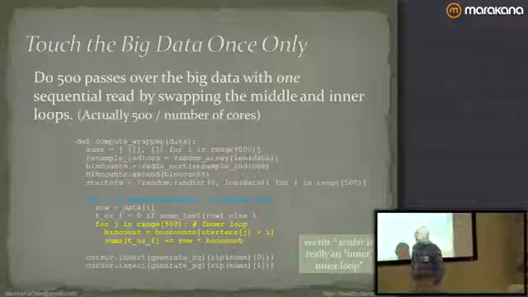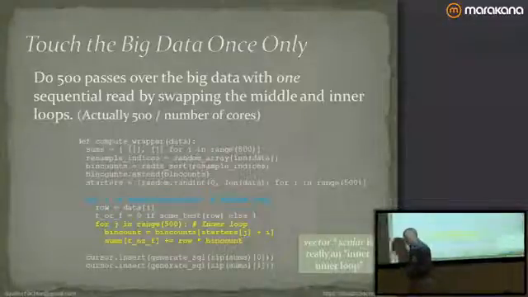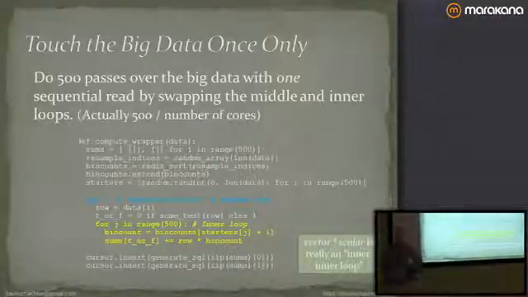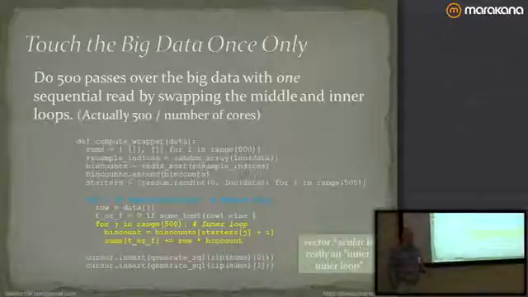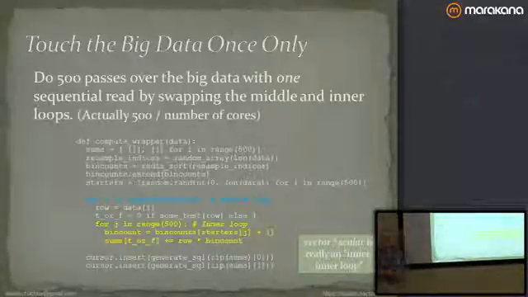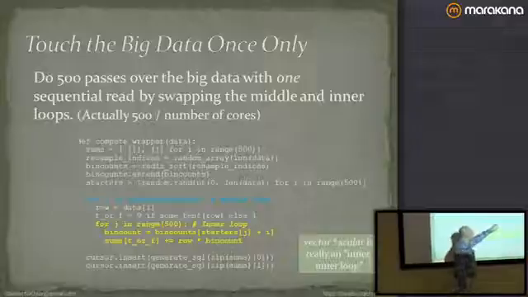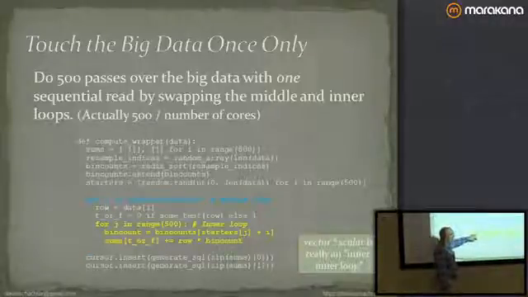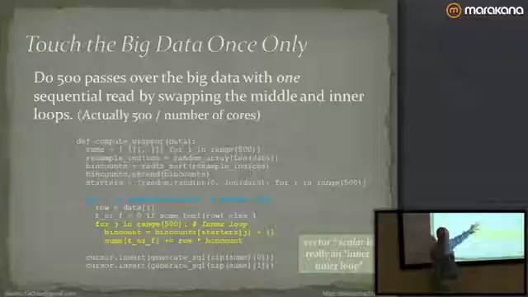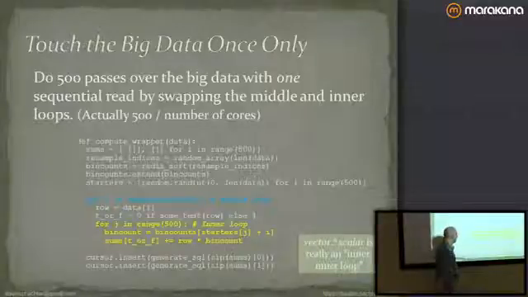Next thing I did was touch the big data only once. This is a little bit tricky. I realized that the original algorithm, 500 passes over the original data, means we're going to be flushing all of the caches in the system 500 times as we swamp them with the huge data sets coming through. Not a good move. We don't want to do that, so I swapped the inner loop and the middle loop. Now the middle loop is going to go across all the rows, and the inner loop is going to do the 500 iterations. This slide is oversimplified because remember, it's not 500 anymore. It's 500 divided by the number of cores due to parallelism. But to make things fit on the slide, I'm just leaving the number 500 there.